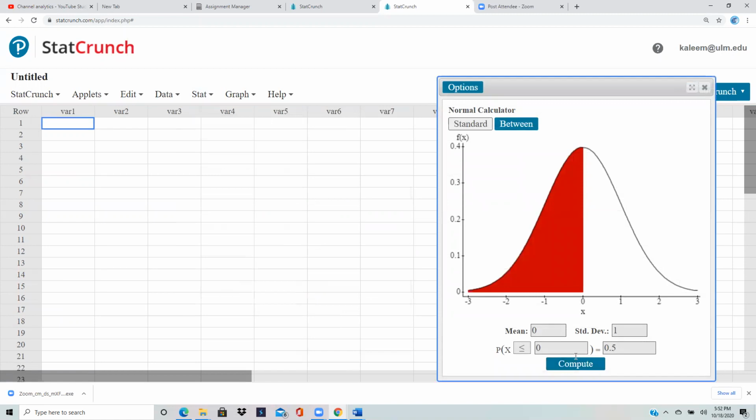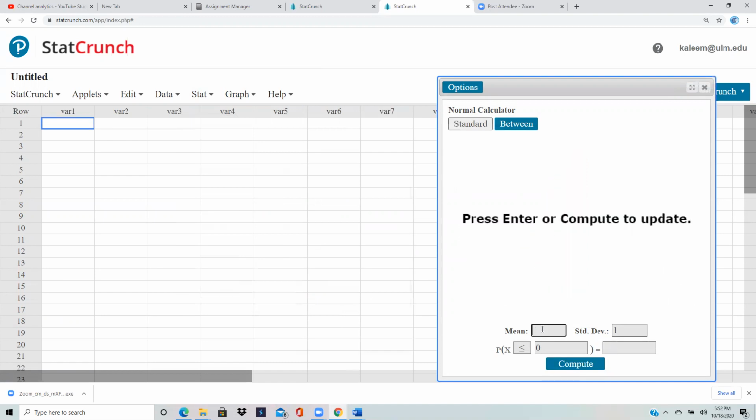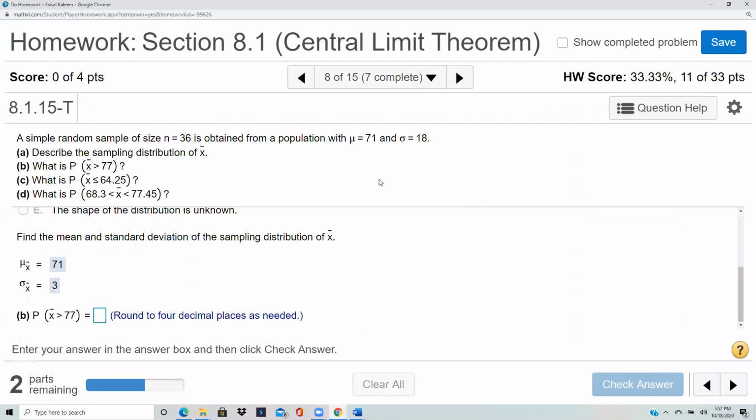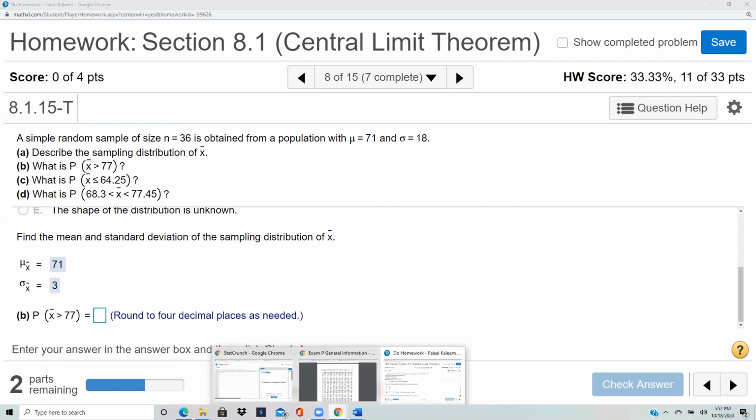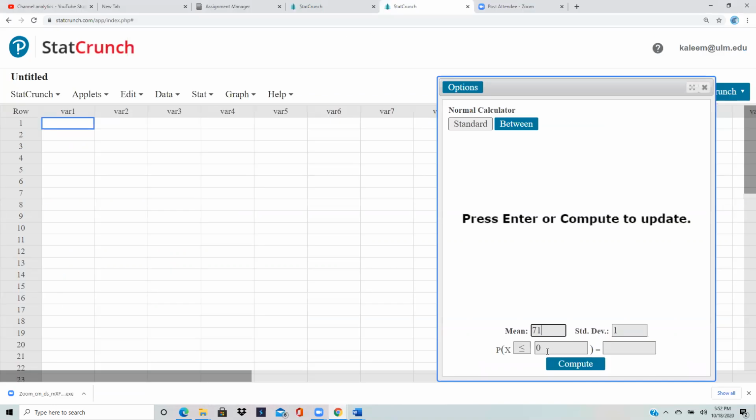And the difference now is that we will be using the mean and standard deviation of the sample and not for the original data. So mean, you know, is the same. So mean was 71 always. But the original standard deviation is 18. That's for the X. But we are asked a question about the X bar, so you will use the standard deviation for the X bar, which is 3. So that's the only difference. Otherwise, it's the same working as before.